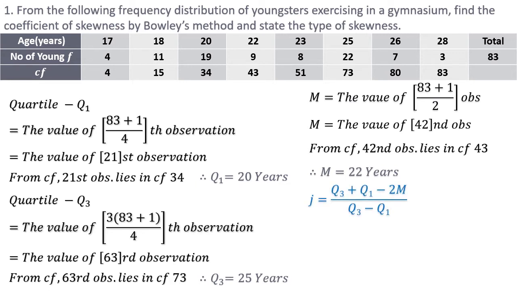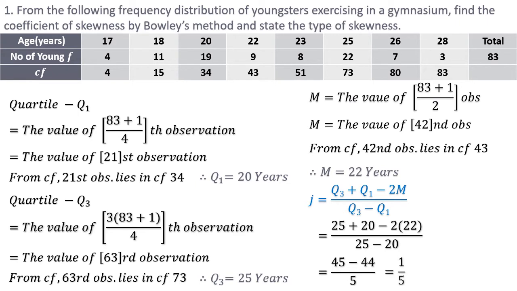Now we put the values in the coefficient of skewness by Bowley's method, that is (Q3 plus Q1 minus 2M) upon (Q3 minus Q1). Putting the data: 25 plus 20 minus 2 times 22, divided by 25 minus 20. Now 25 plus 20 is 45, 2 times 22 is 44, and 25 minus 20 is 5. So the difference is 1 upon 5, that is 0.2. The type of skewness here is positive, and the value is very near to 0, so there is a lower degree of positive skewness for this data.